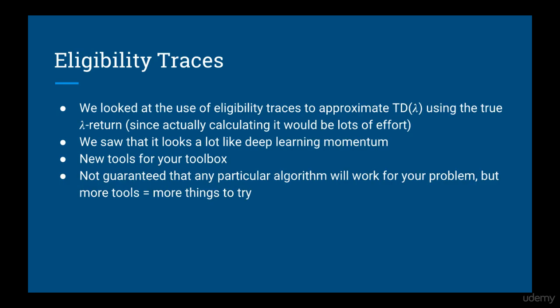We then looked at an online algorithm using eligibility traces that approximates online TD lambda. It is interestingly reassuring that the TD lambda algorithm looks a lot like the momentum update from deep learning. Think of these as new tools for your toolbox, like all the other algorithms you learn in this course.